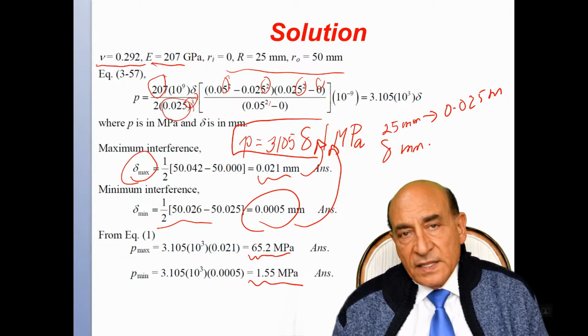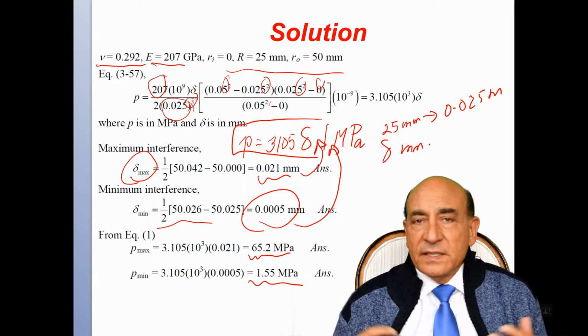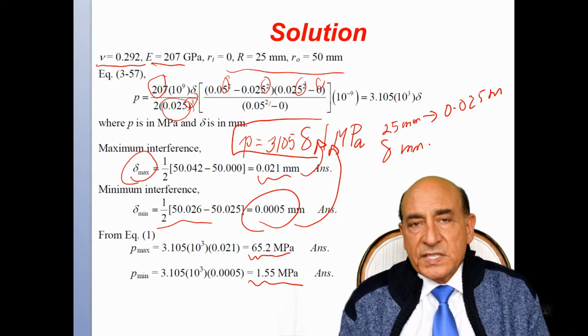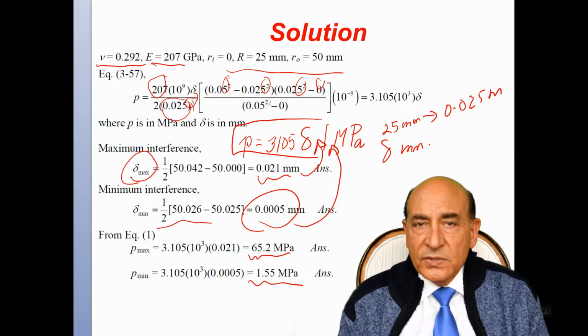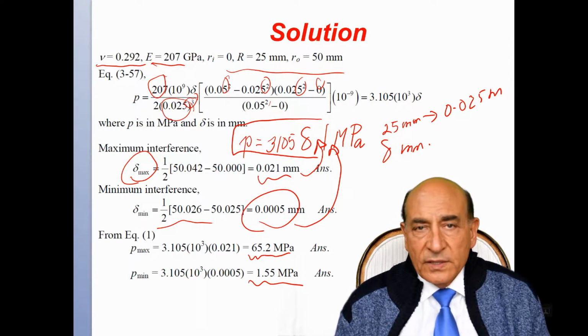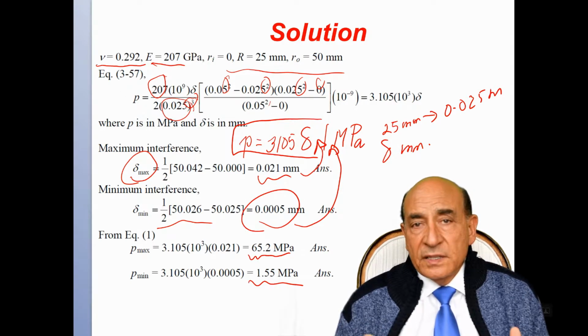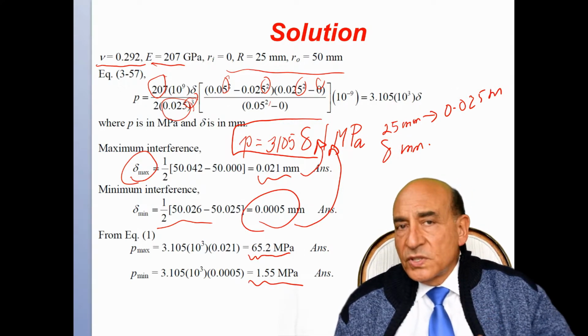65.2 megapascal, and that's a very high pressure, because we know that in a power plant, for example, if we just have a pipe containing extremely high pressure water for cooling, it's usually on the order of 8 megapascal. So this is almost like 8 times, close to 10 times what's used for high pressurized water, for example. Very, very high.